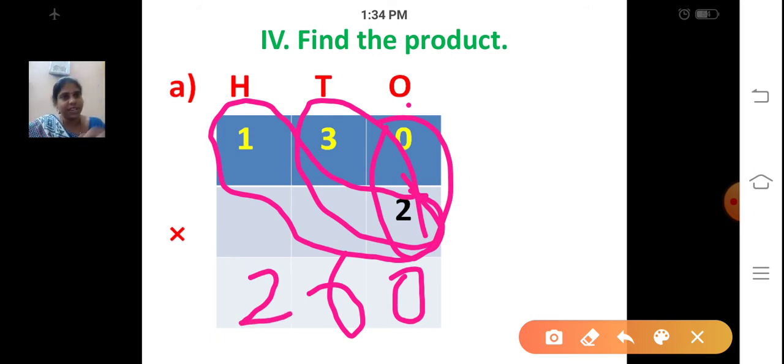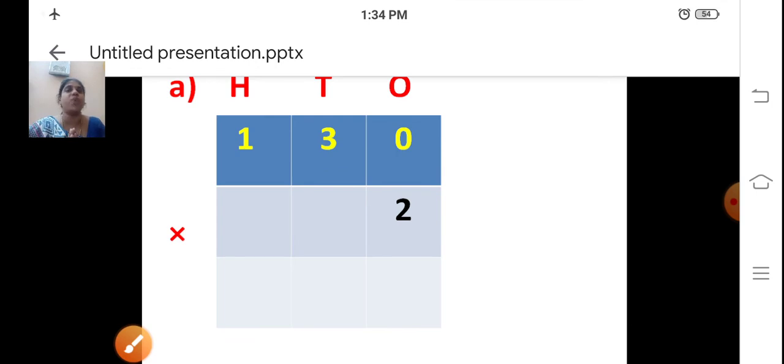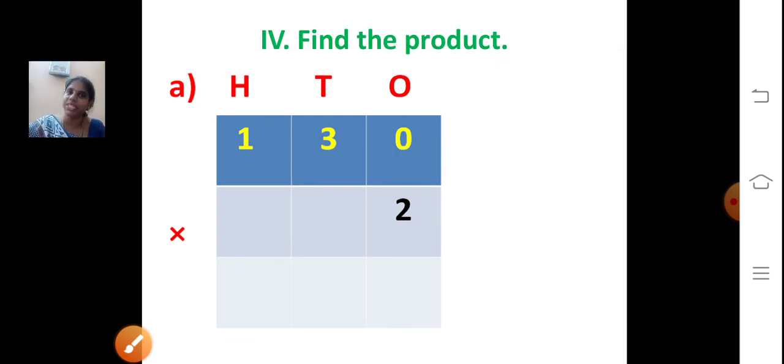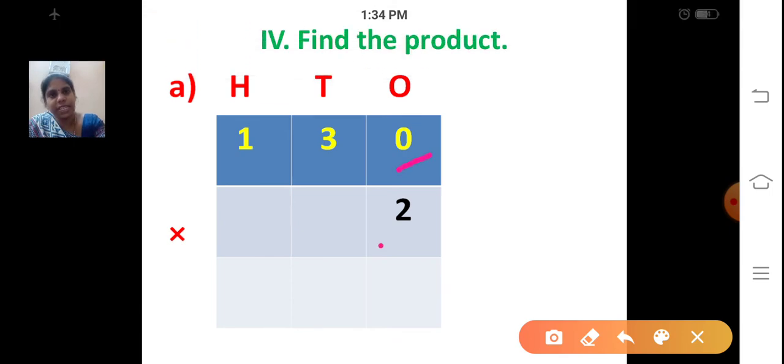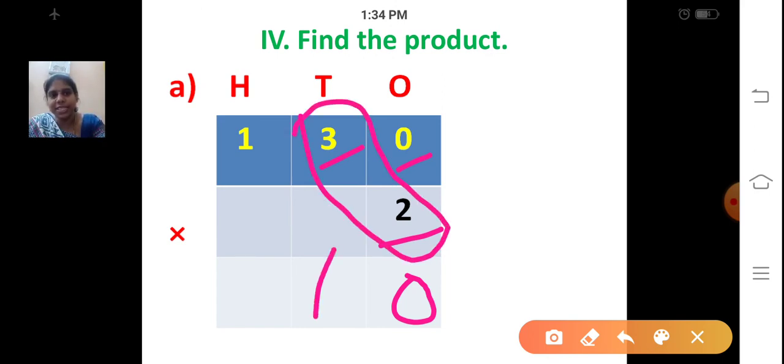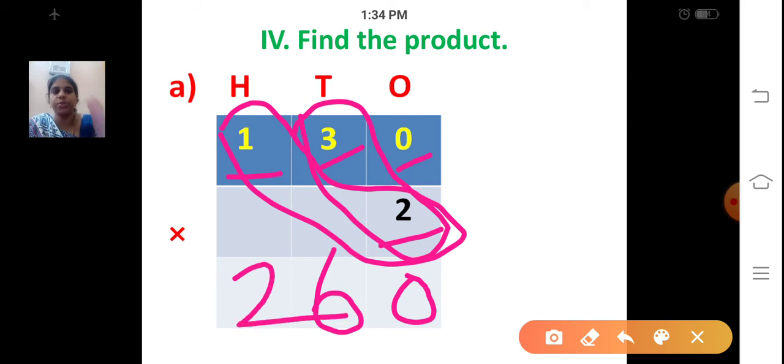So first, what is the first step? 130. We are going to multiply 130 into 2. So take the digit at the ones place. Multiply by 2. So 0 into 2 is 0. Next, multiply the digit at the tens place by this 2. So 3 twos are 6. Then multiply the digit at the hundreds place by this 2. 1 two is 2. The answer is 260. When you multiply 130 into 2, the answer is 260.